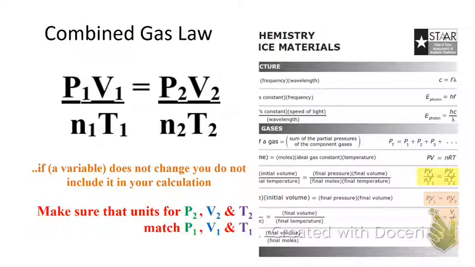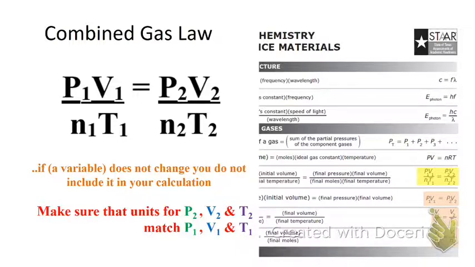The other thing we should keep an eye out for, and it doesn't happen too much, is to make sure that the units match. Both of the pressures on both sides have to have the same units. Volume has to have the same units. It doesn't matter what those units are as long as they're the same before and after. And of course, temperature is always going to be in Kelvin for these calculations, so those are automatically going to match.